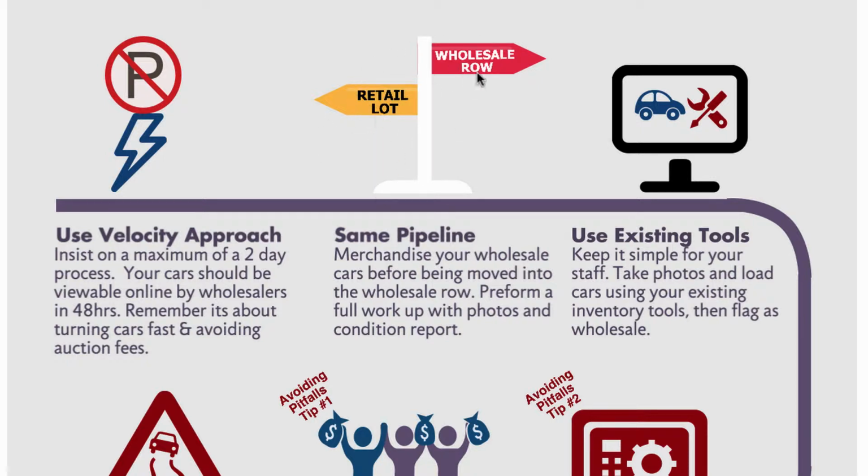Stop separating wholesales from retails at the early stage of its processing. Use the same pipeline. Merchandise your wholesale cars before moving them into the wholesale row. Perform that full workup with photos and condition report. Now, I'm not saying do every kind of photo. Focus mostly on the flaws. You'll see more on that a little bit later. Use your existing tools. Don't try to reinvent the wheel here. If you're using vAuto or VIN Solutions or one of those services, use that again for managing your wholesale photographs and merchandising.